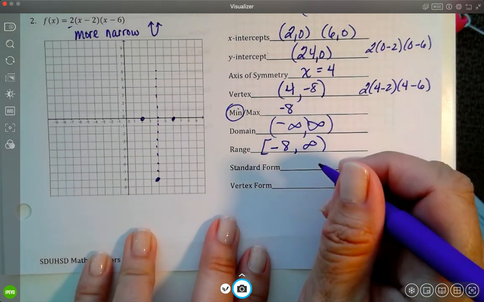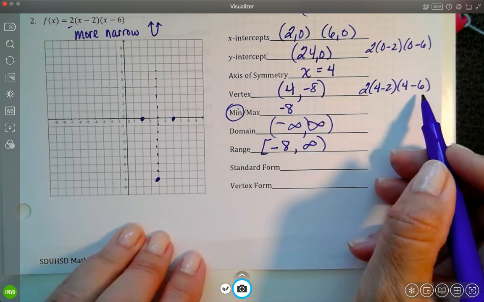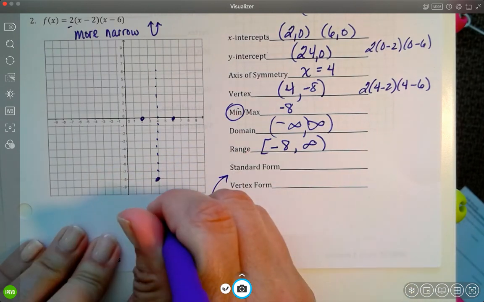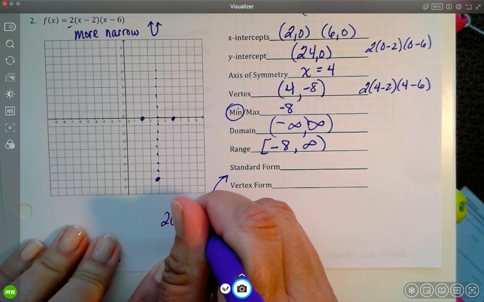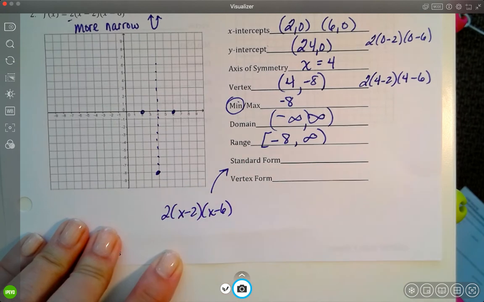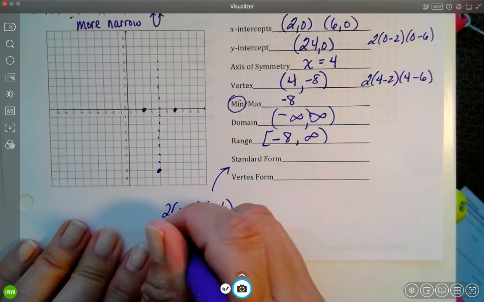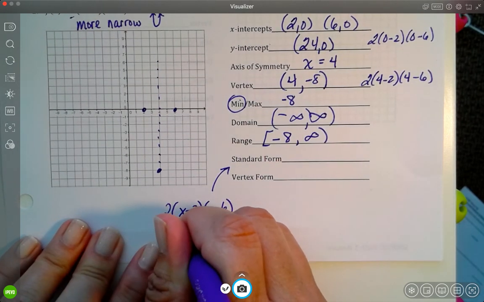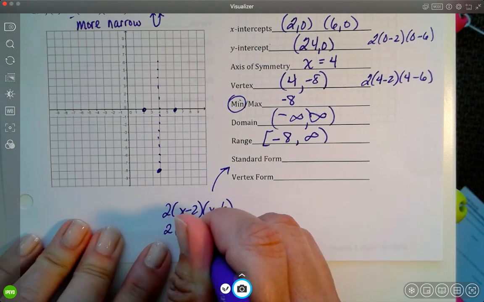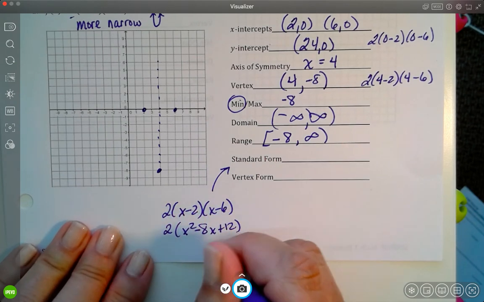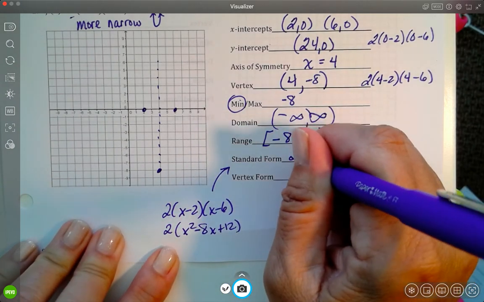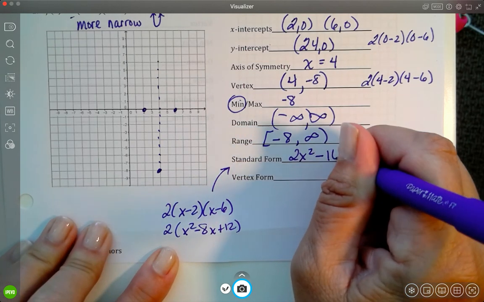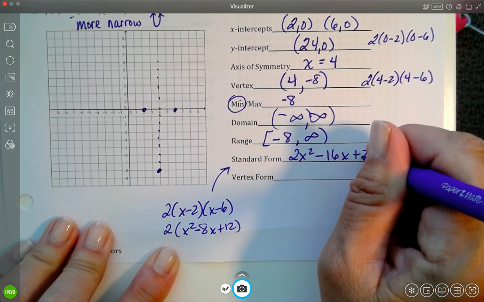Standard form, I'm just going to multiply this out. So for standard form, I'm going to go ahead and multiply these, and it's going to give me my standard form. So I have 2 times x squared minus 8x plus 12. So I have 2x squared minus 16x plus 24.